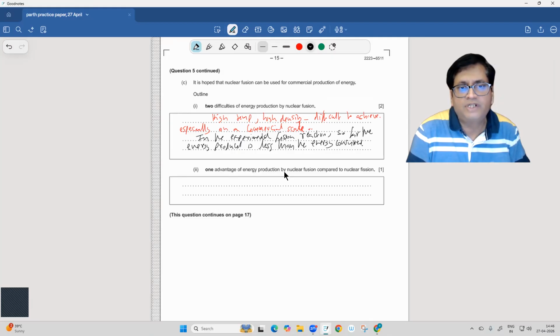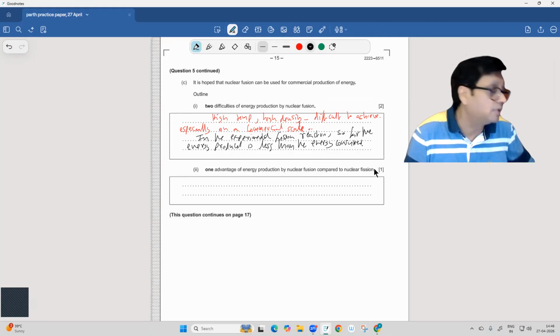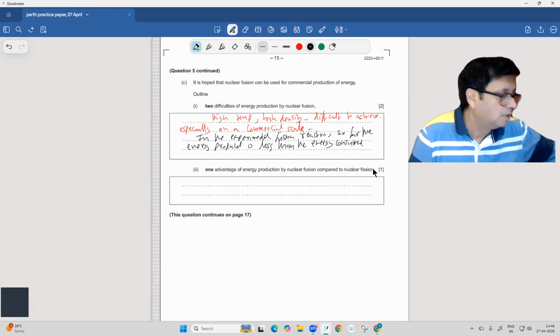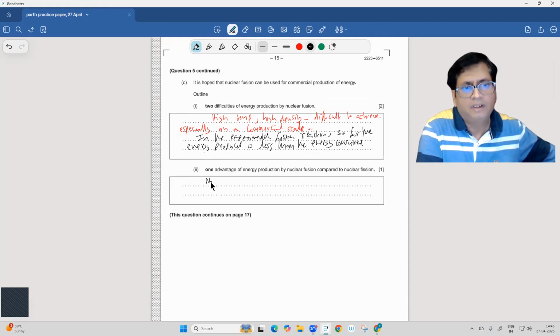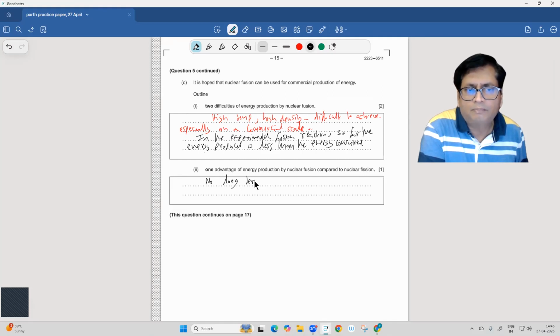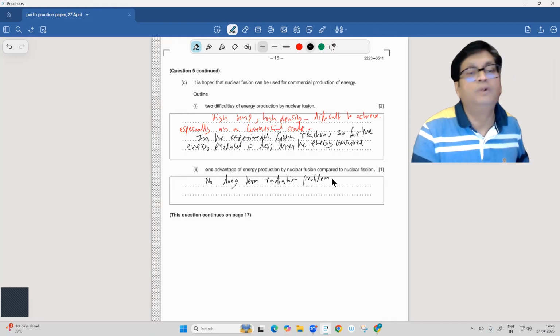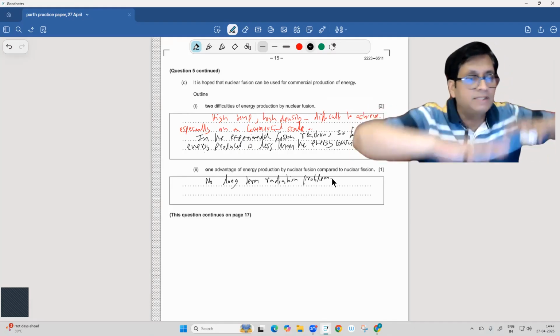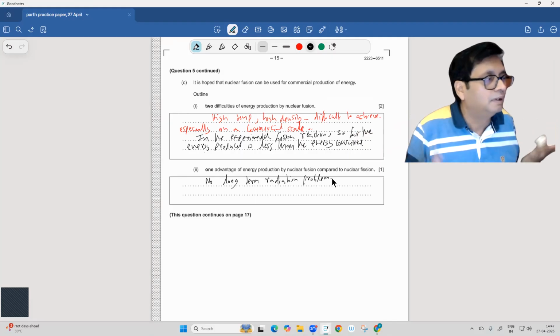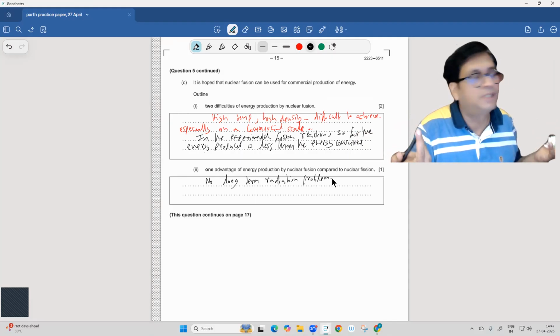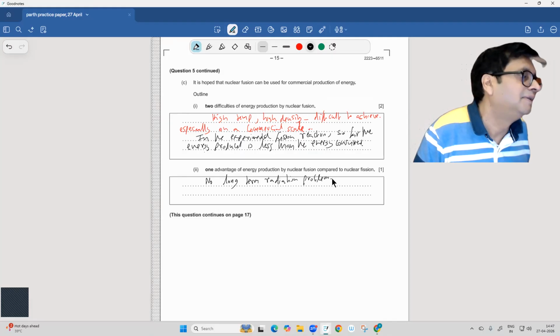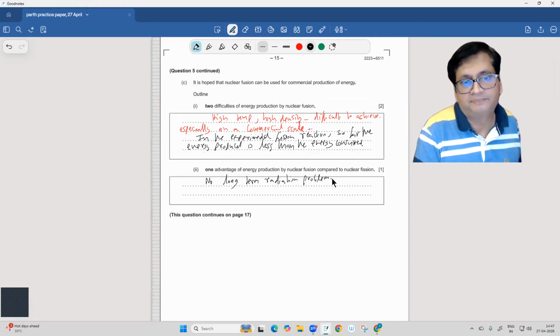One advantage of energy production by nuclear fusion compared to nuclear fission. More energy is produced in fusion, but that's not that much of an issue. But there is no long-term radiation problem, right? There is no spent fuel which has to be buried inside the earth, because the fuel is just hydrogen isotopes, and they just disappear.